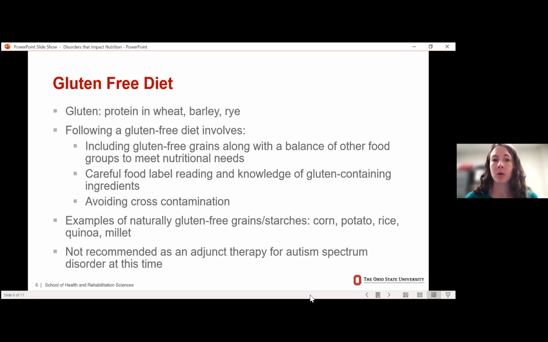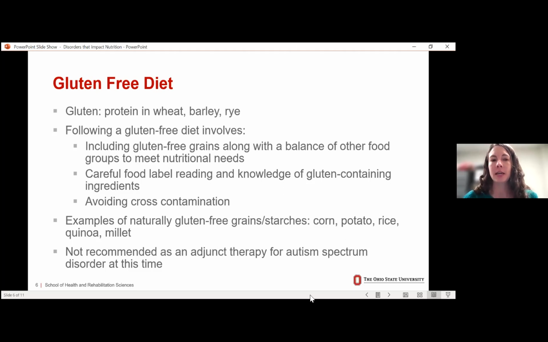They're needing to search for alternative grains to include. So grains that are not wheat, barley, or rye, things like corn, potato, rice would be examples. And then they're also needing to take special effort to avoid cross-contamination, especially if other people in the household are not following the gluten-free diet. If you're using the same cooking utensils and that type of thing, cross-contamination can happen pretty easily. And then if that person is re-exposed to gluten, those symptoms are going to come back and the person's not going to feel very well.